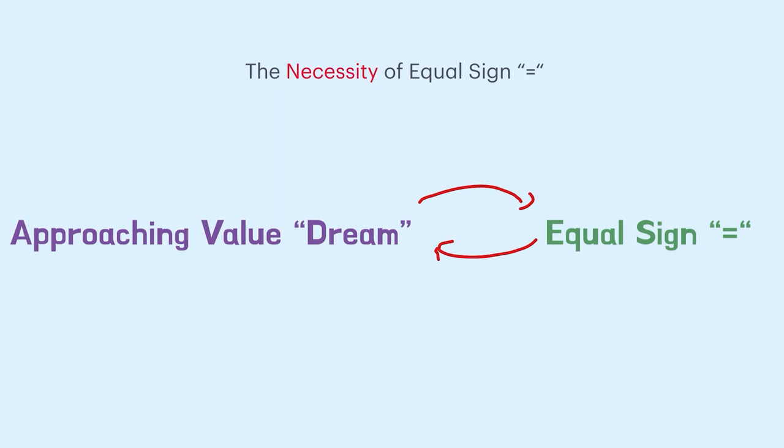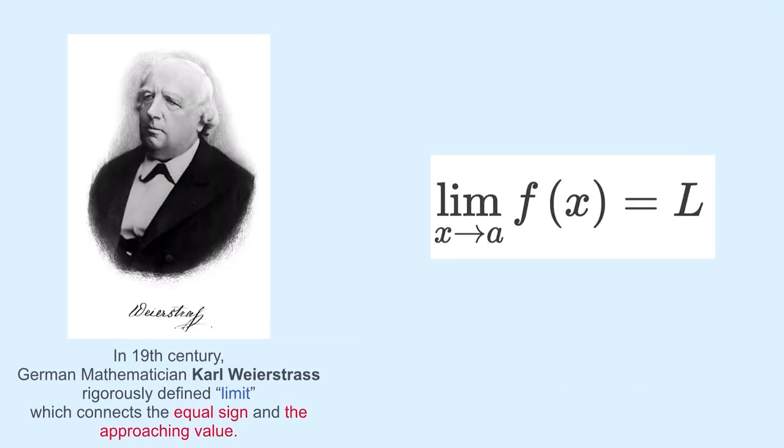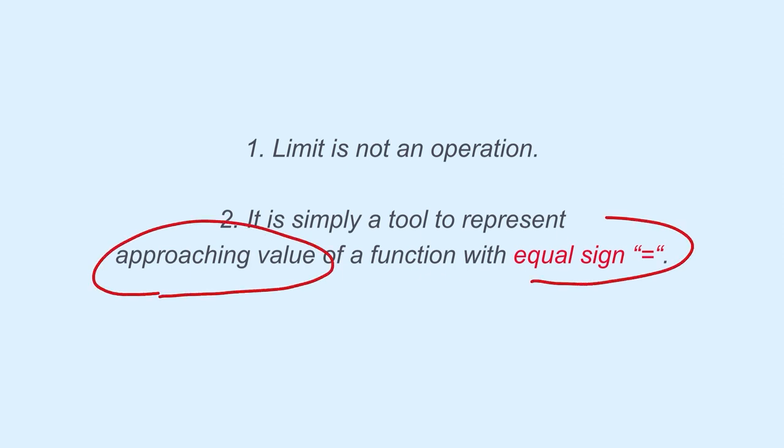And this process of creating a new math concept took around 2,000 years, from the early effort looking for the exact value of the area of a circle all the way till the 1870s, when this German mathematician finally put this equal sign here. But with a price, and this price is adding our new friend, the limit notation. So now we know this limit notation is not an operation, it is just a notation to put this approaching value and the equal sign together.